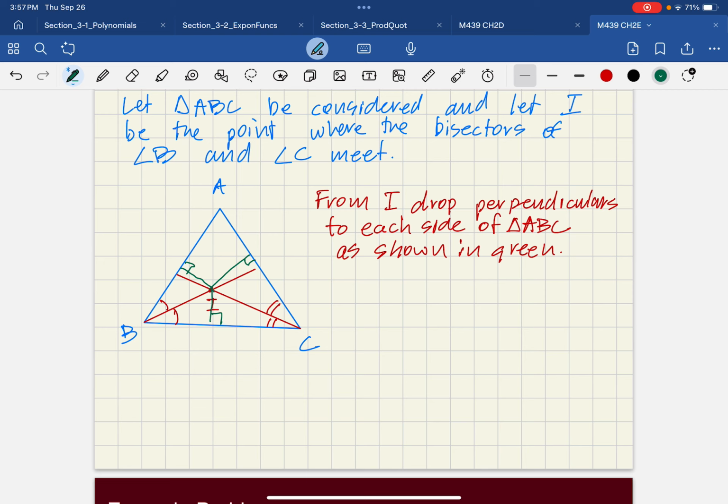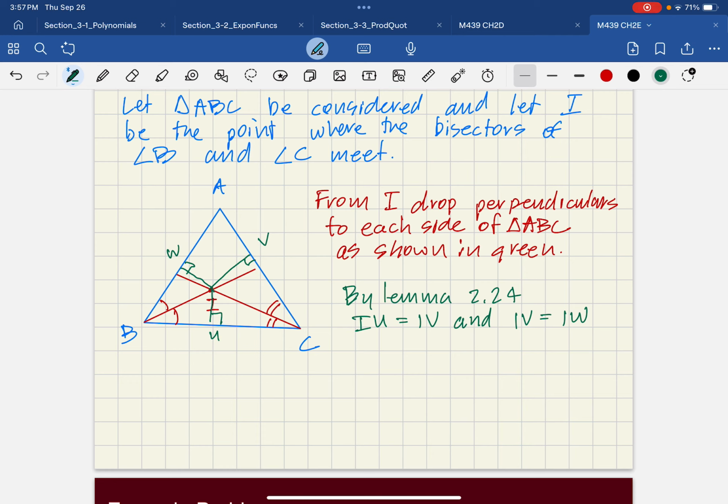I'm going to let this point be V, this point be W, and this point be U. So if we drop perpendiculars to each of the sides, by our lemma we just proved, we get that IU is equal to IV, and IV is equal to IW.